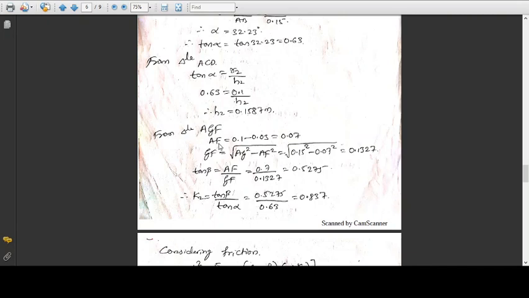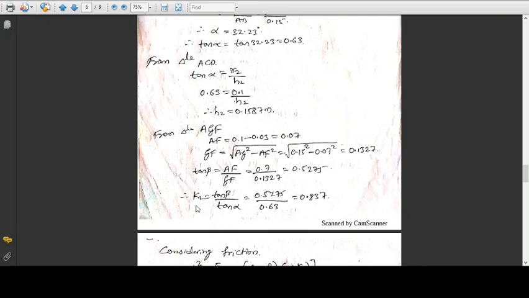So now consider the same triangle, that is AGF. From there you will get the value of AF as 0.07 meter. Then GF will be, from the Pythagoras theorem, the square root of AG square minus AF square. With substitution and simplification, you will get GF as 0.1327. From that triangle, we can write the equation for tan beta as AF by GF. So substituting these values, we will get tan beta as 0.5275.